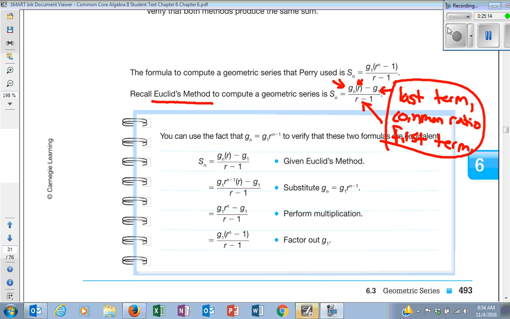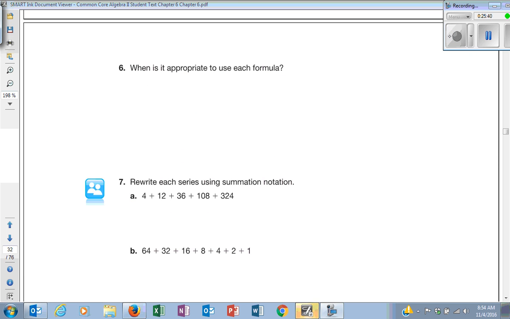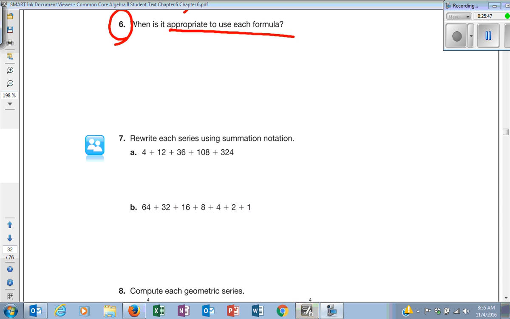If I give you something and it has the first term, it has the term number, the last term number, and you have the common ratio, then you can use this formula. So let's go ahead and try some examples like that. So number 6, the question asks, when is it appropriate to use each formula? That's what I just answered right above those things where you have this and this and this.